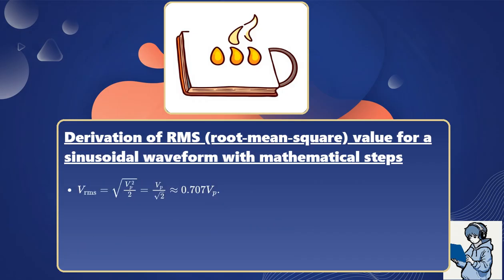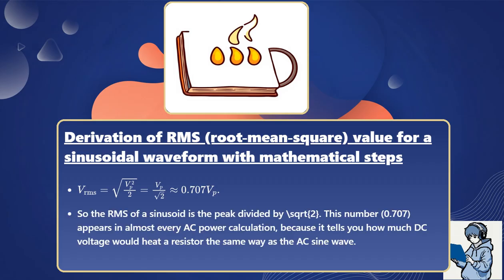V RMS equals the square root of v sub p squared divided by 2, which equals v sub p divided by the square root of 2, approximately 0.707 v sub p. So the RMS of a sinusoid is the peak divided by the square root of 2. This number 0.707 appears in almost every AC power calculation because it tells you how much DC voltage would heat a resistor the same way as the AC sine wave.